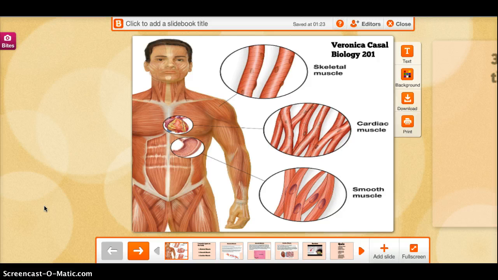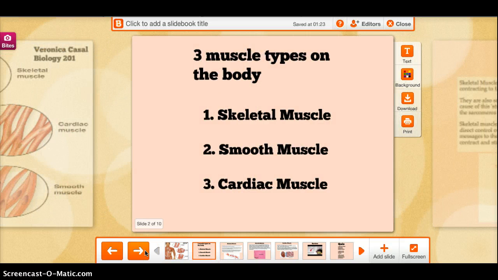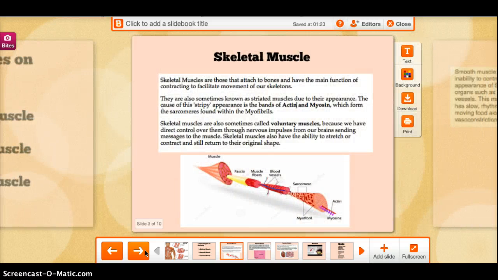There are three main types of muscles in the body. There's skeletal muscle, cardiac muscle, and smooth muscle. So we can see right over here. And we're going to be going one by one, seeing how they are alike, how they are different, and their functions in the body.